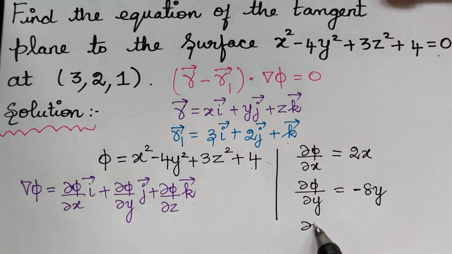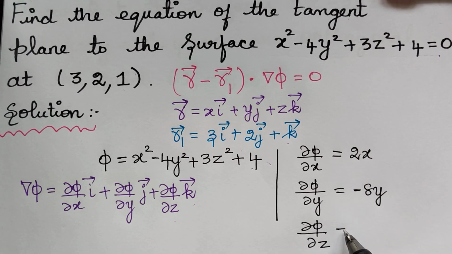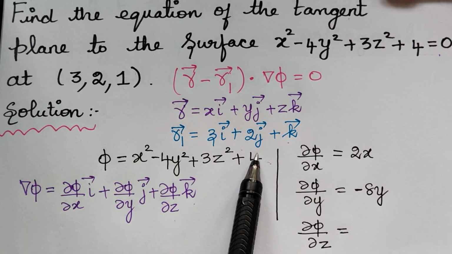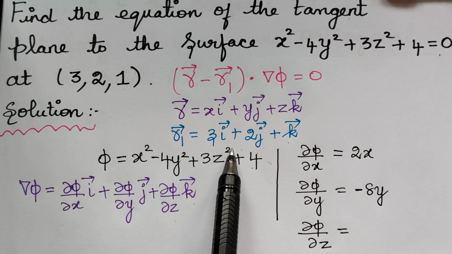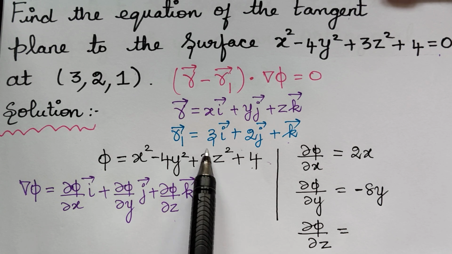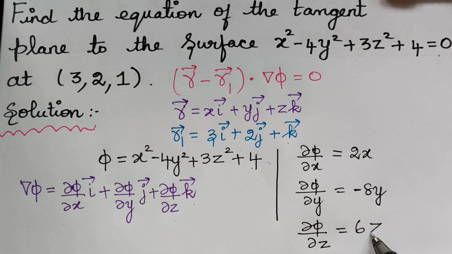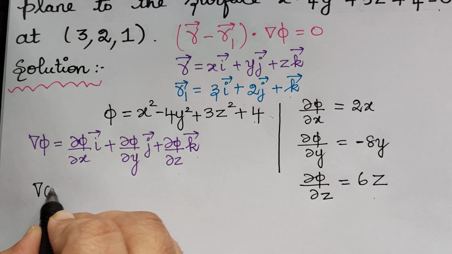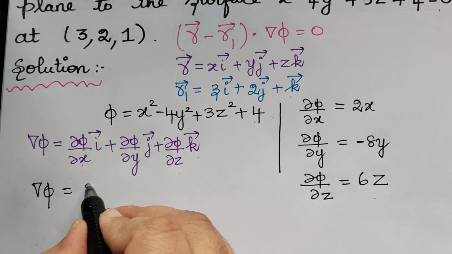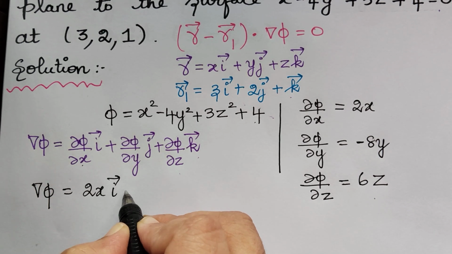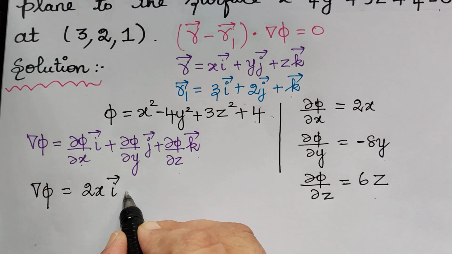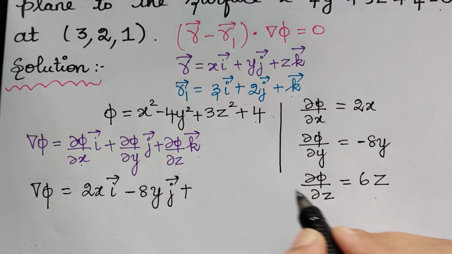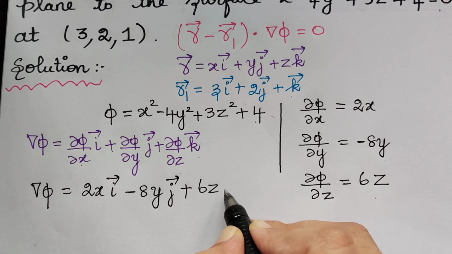And then we have to find ∂φ/∂z, which is equal to the partial differentiation of phi with respect to z. So all these three terms become 0 and the differentiation for z square is 2z. When it gets multiplied with 3, it becomes 6z. So now we shall substitute all this over here. So we get nabla phi to be equal to ∂φ/∂x is 2x i vector, and then ∂φ/∂y is minus 8y, so minus 8y j vector plus ∂φ/∂z is 6z k vector.